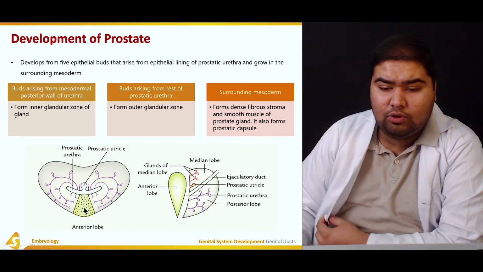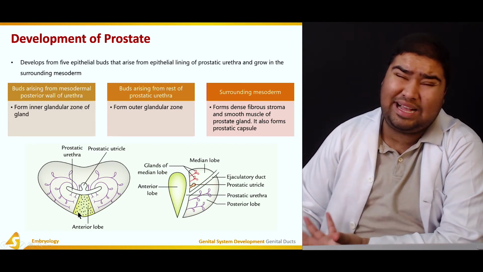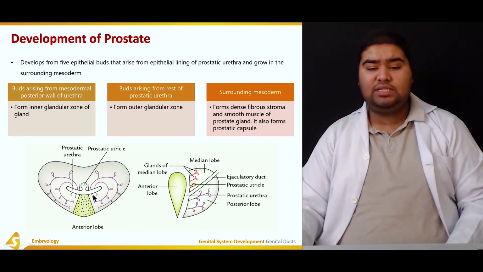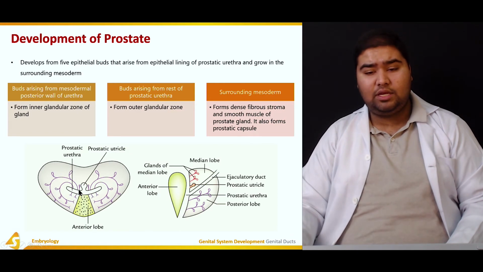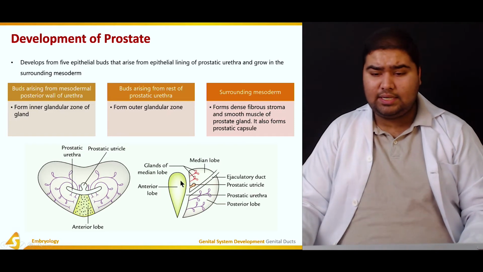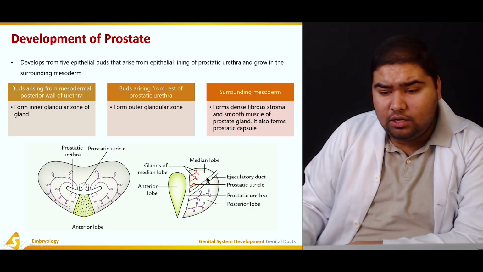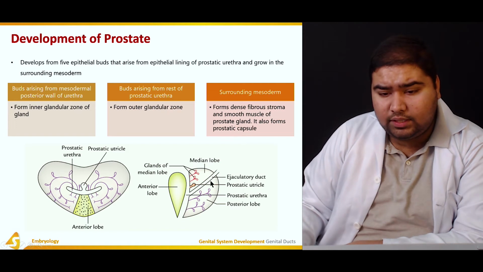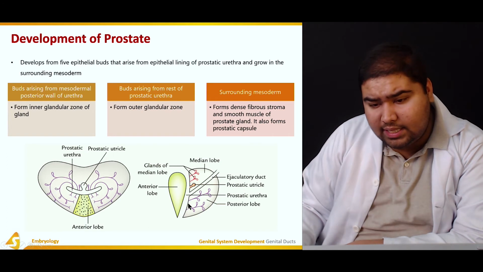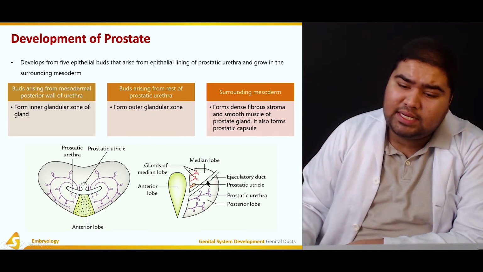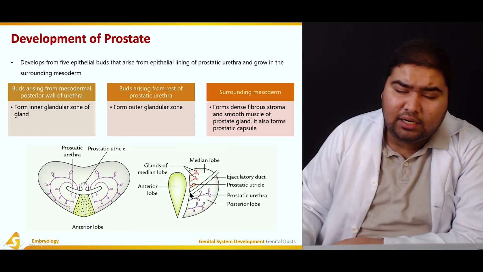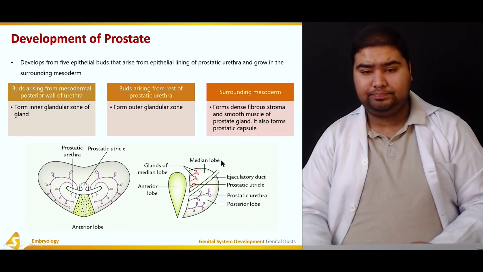This is the anterior lobe of the prostate. The process is actually formed by 5 epithelial buds that are formed in the epithelium of the prostatic urethra. The glandular zones cannot be visualized with the naked eye. So this is the median lobe of the prostate. This is the anterior lobe of the prostate, and this is the posterior lobe. The median and posterior lobes are differentiated on the basis of the ejaculatory duct which passes through them.